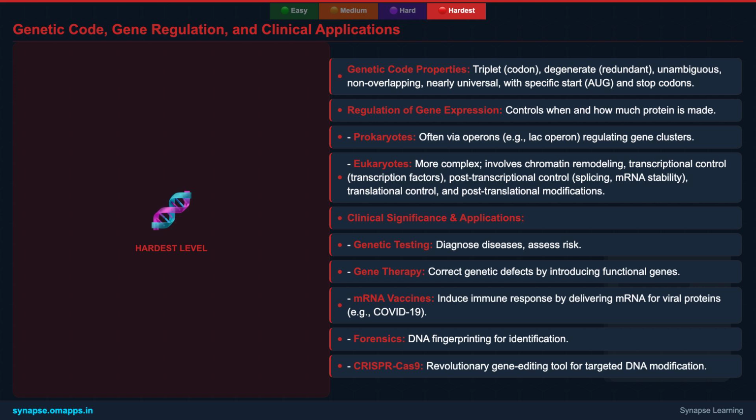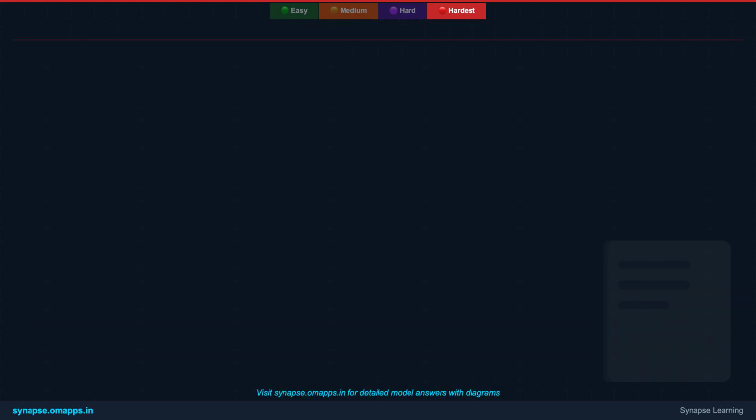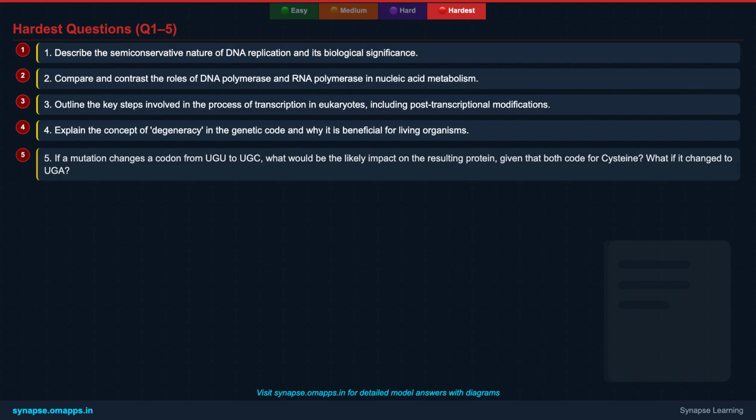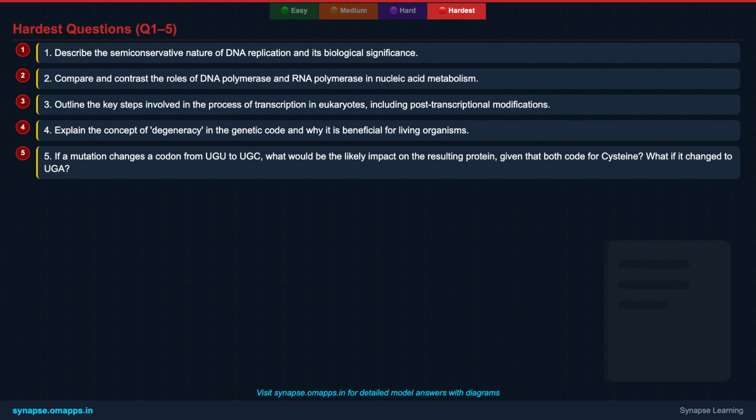Furthermore, the regulation of gene expression is paramount. In prokaryotes, operons like the lac operon control gene clusters. Eukaryotes employ far more sophisticated mechanisms, from chromatin remodeling and transcription factors to post-transcriptional, translational, and post-translational controls, ensuring precise protein production essential for development and cellular function. Now, let's apply our advanced knowledge to these challenging questions.